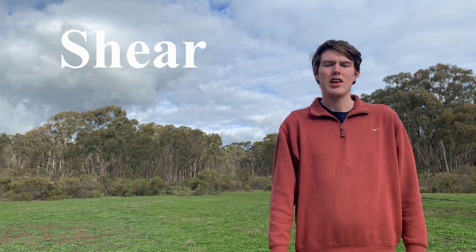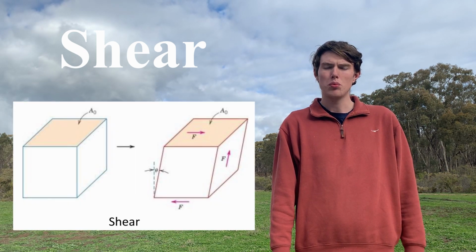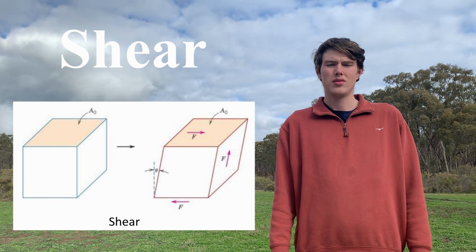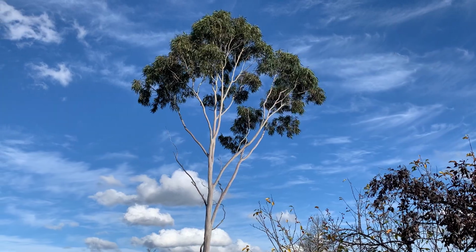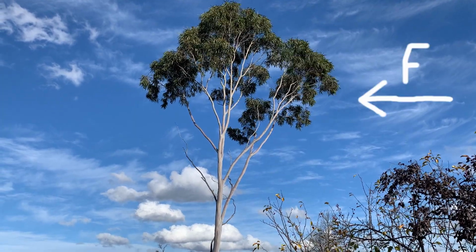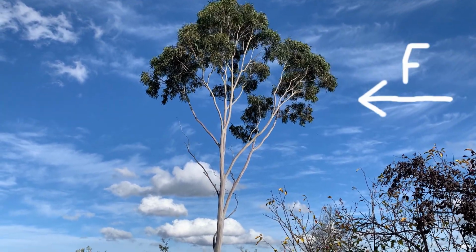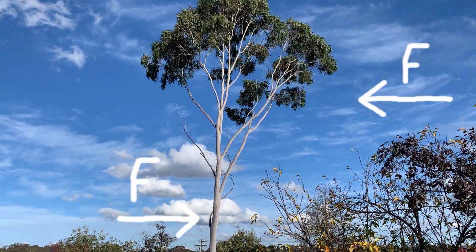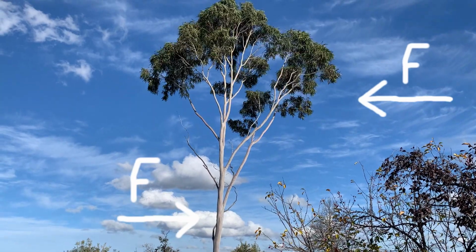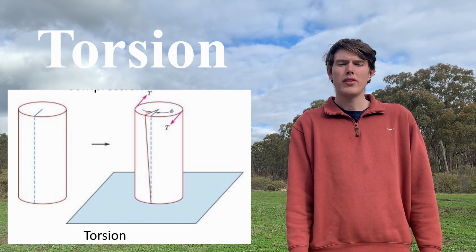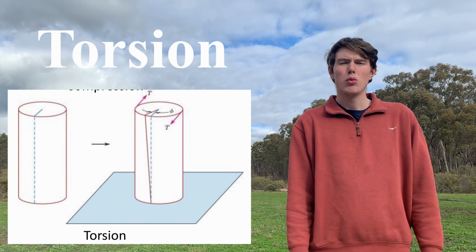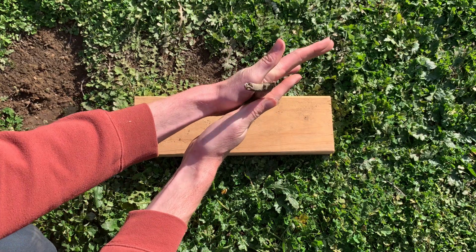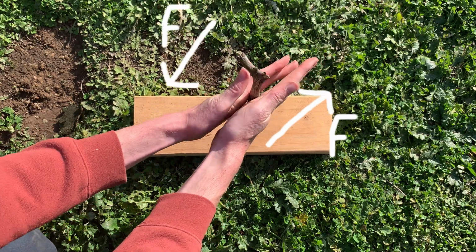Shear force is when there is a force applied to the top of an object and a force applied to the bottom of the object. Trees are amazing at this, as they have the wind pushing them at the top in one direction and the earth at the bottom holding them in the opposite direction, which will be creating a shear force being applied to the tree. Torsion is when the base of an object is stationary, with no forces being applied to it, and the top has forces being applied in the opposite direction to each other.